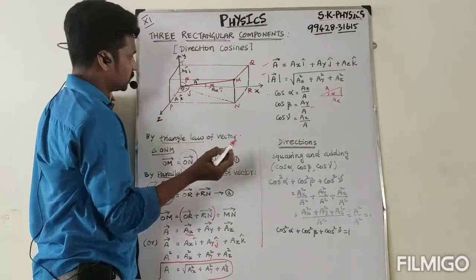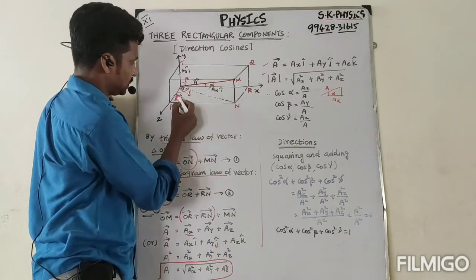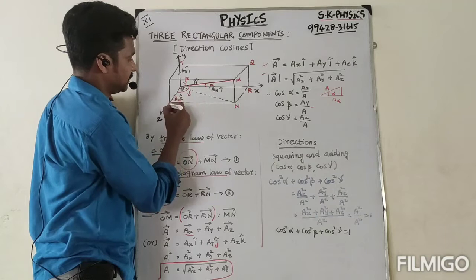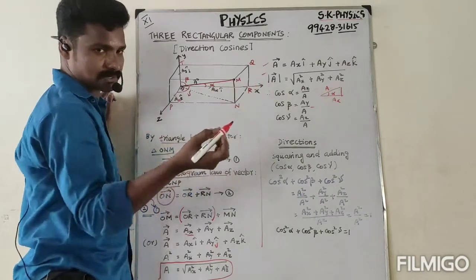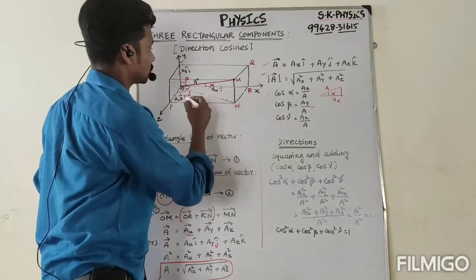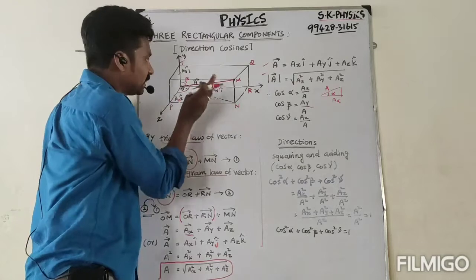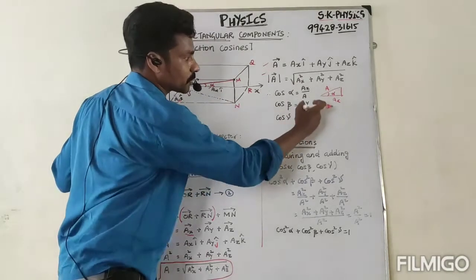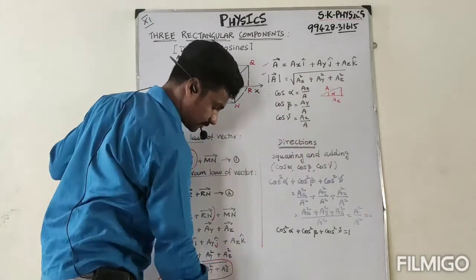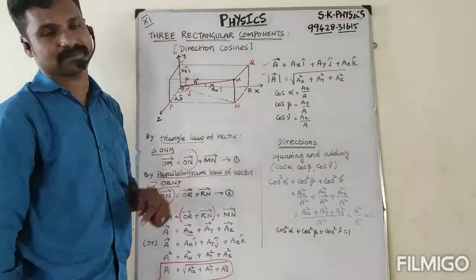Like that, the gamma. Here we can write the adjacent value as Az, and the hypotenuse is the A vector. So please focus very well: only alpha, only beta and only gamma. You can get it this way. It is an equation, cos alpha, cos beta and cos gamma.